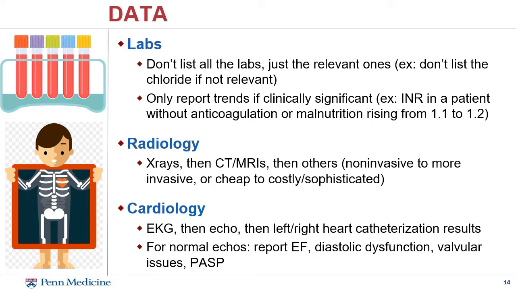So for normal echoes, the reads are often about 2 paragraphs long. They're very long. So for someone who has a relatively normal echo, you want to say the EF was 65%. They had grade 1 diastolic dysfunction. There's some mild tricuspid regurgitation and moderate aortic regurgitation. And then the PASP was 30. If you're not familiar with that, the PASP is the pulmonary artery systolic pressure and is really just there as a measure of pulmonary hypertension.